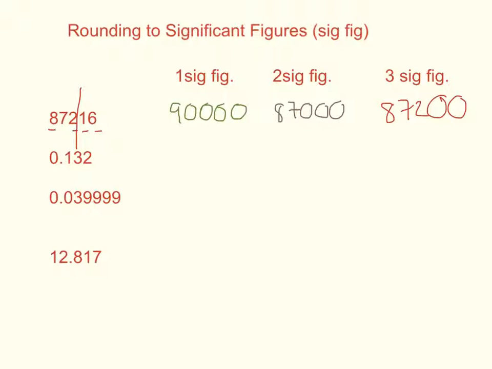The next one, at the minute, the 0 at the beginning here is not significant. Zeros at the beginning or at the end don't count. They only count if they're between two numbers. So this 0 at the beginning is not significant. So to one significant figure, that's just going to be 0.1.